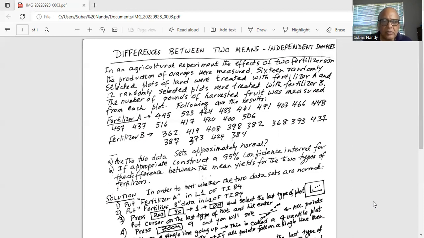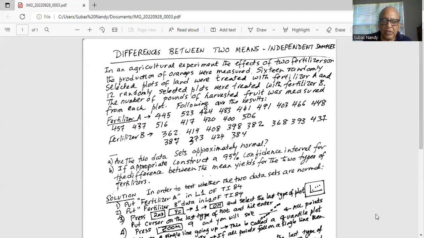Part A: Are the two data sets approximately normal? Part B: if appropriate, construct a 95% confidence interval for the difference between the mean yields for the two types of fertilizer. So first we have to check whether both sets of data come from a normal population. How do we do that?